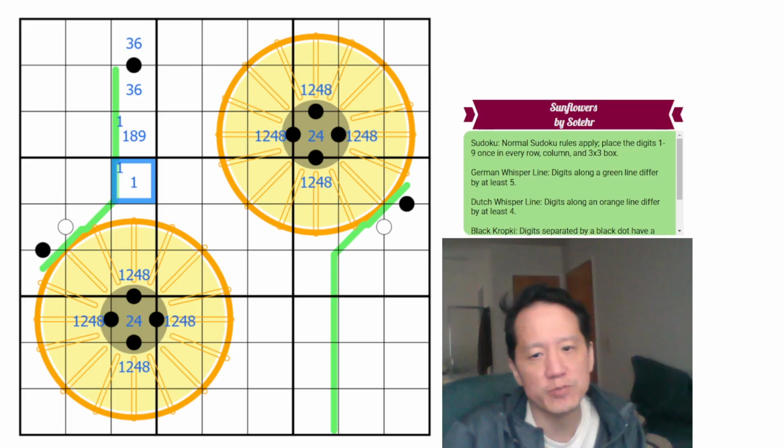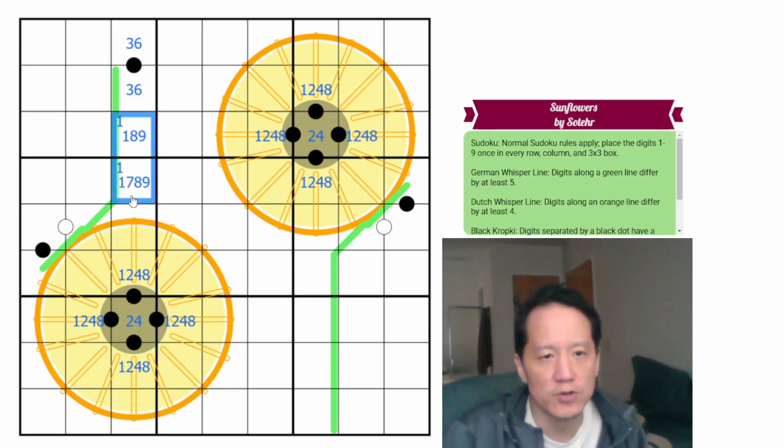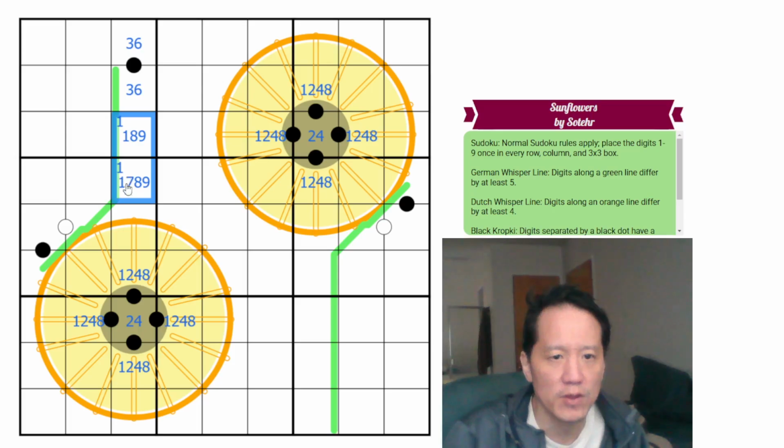So if this is 1, this could be with 7, 8, or 9. But either way, 1 has to be here, which eliminates 1 from the rest of the column. So this cannot be 1. Sorry, this cannot be 1. This can't be 1. Therefore, we have a 2, 4, 8 triplet.